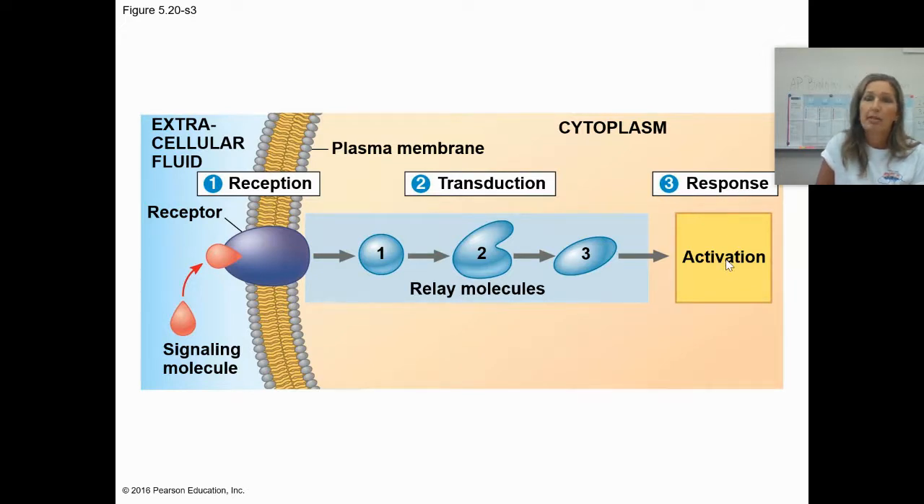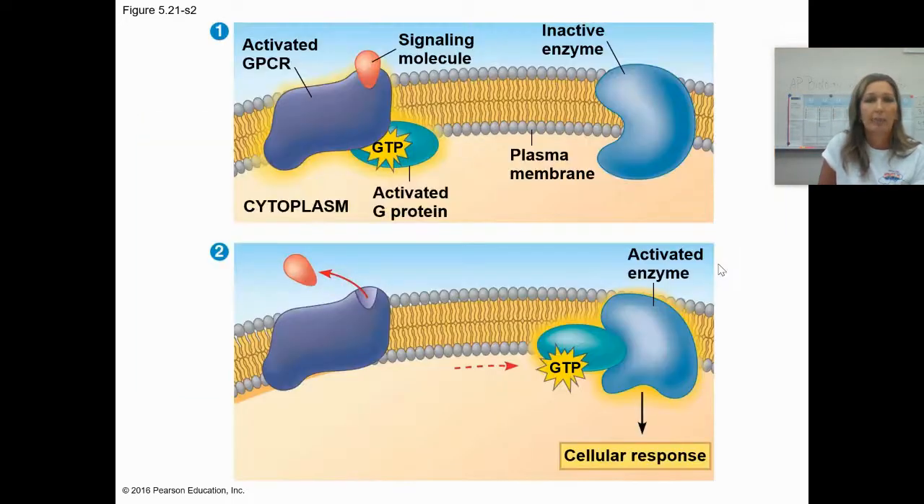Typically, the response is to start transcription or affect protein production in some way, shape, or form. But the three steps: I have to receive the signal, then I've got this relay of chemical activities that happen inside the cell. This is my transduction. And then that initiates a response.